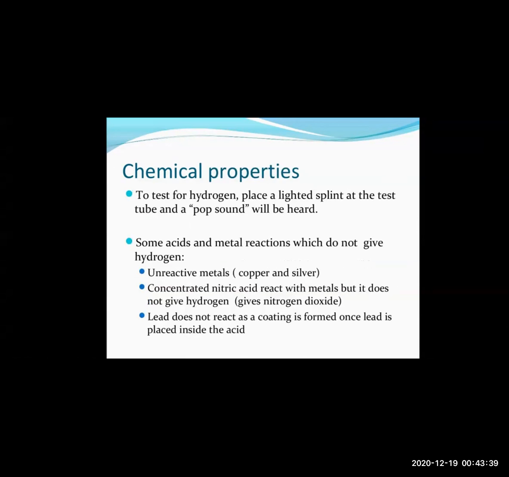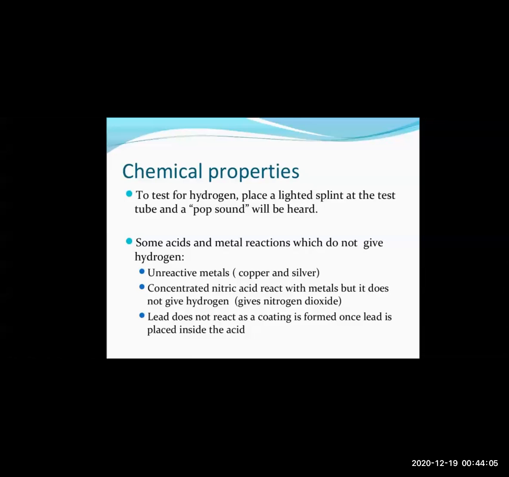Then, what is the next chemical property? To test the hydrogen, place a burning splinter near it. You can hear a pop sound. When you hear this sound, we can identify that it is hydrogen. But we are not supposed to do these types of experiments. This is just for extra knowledge.